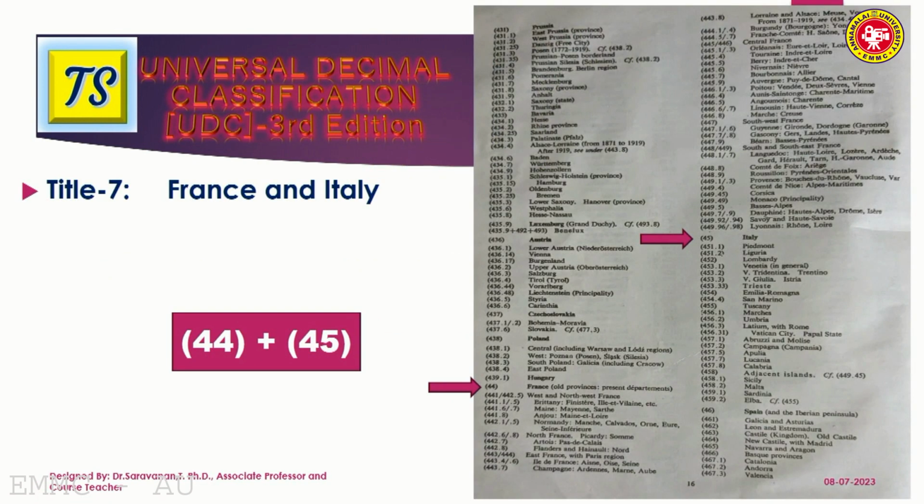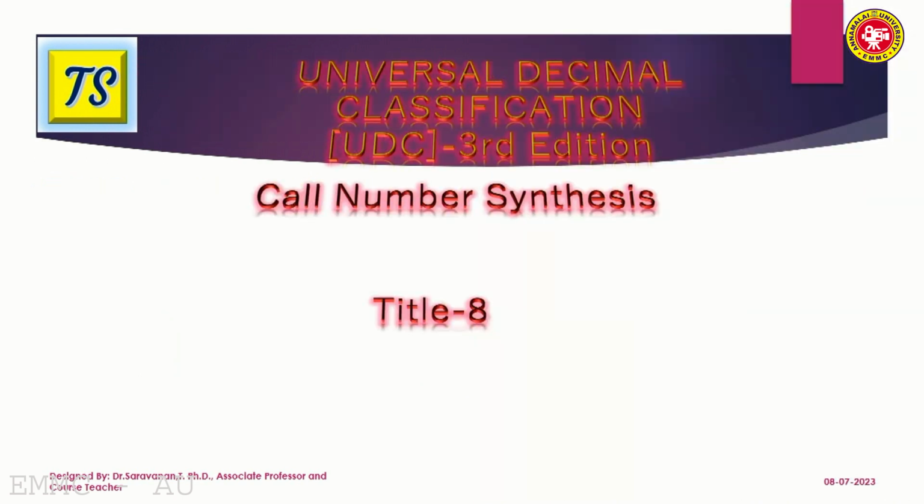See, this is the schedule part, how we have identified the numbers from the schedule. If you visit page number 16, you can find the numbers for France and Italy, where the arrows are clearly indicating the geographical location. 44, France, and 45, Italy. Like that, you can find all geographical locations in these pages.